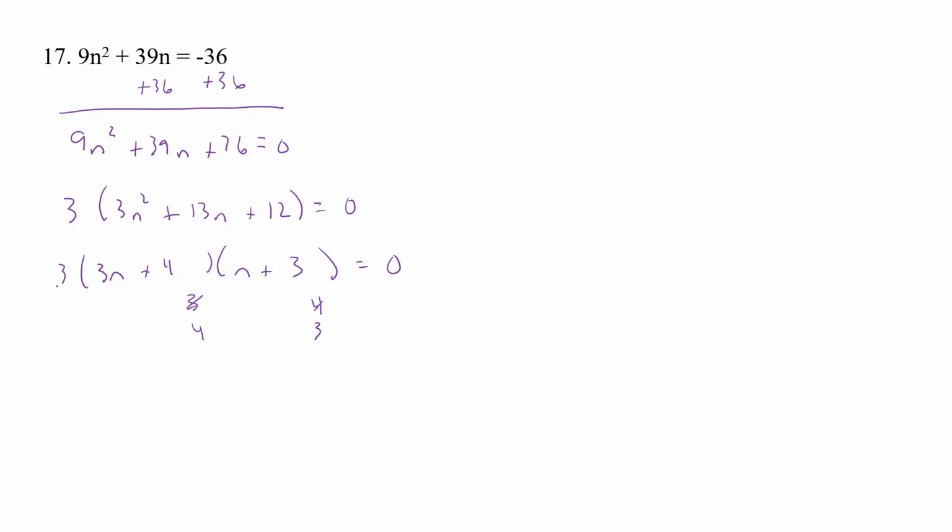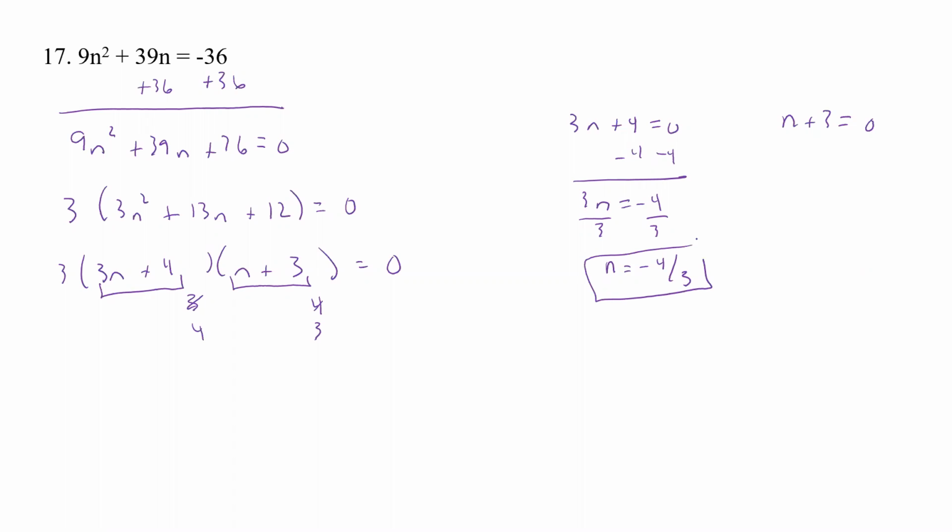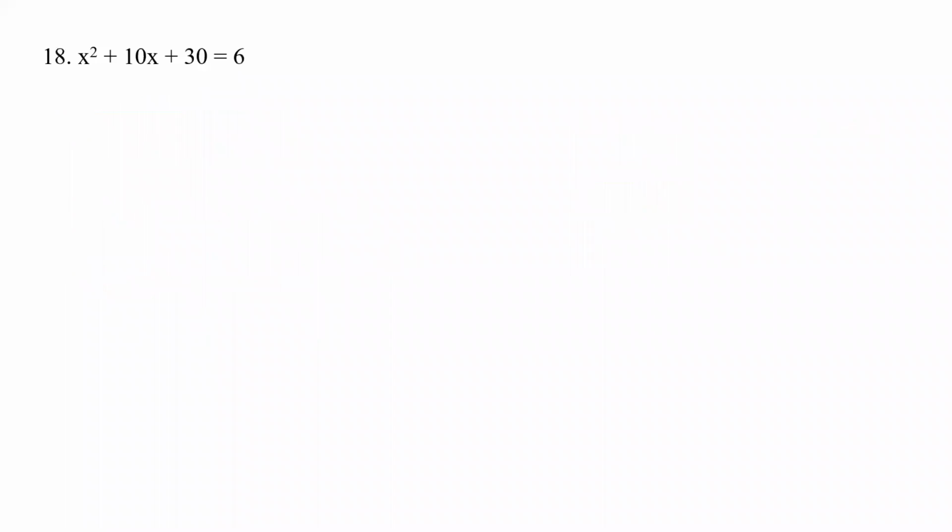Now remember, when we divide by 3, it goes to 0. So all we have to worry about is that factor and that factor. So 3n plus 4 equals 0, and n plus 3 equals 0. Well, we subtract 4. 3n equals negative 4. Divide by 3. n equals negative 4 over 3. That's one solution. Here we just take 3 over and we get n equals negative 3. And so that's our second solution. Okay, so that was pretty easy as well. Now let's look at the next one.